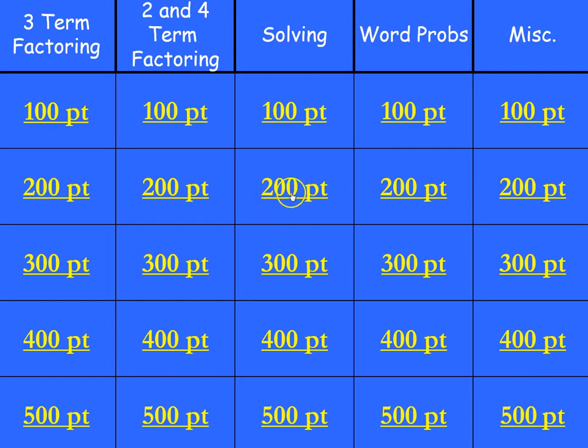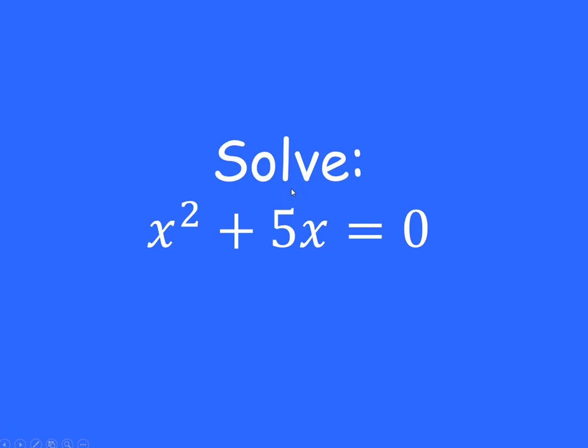Let's move on to the 200-point question. Solve x squared plus 5x equals 0. Again, don't forget, you've got to factor and then set each factor equal to 0. Pause the video now and give it a shot.